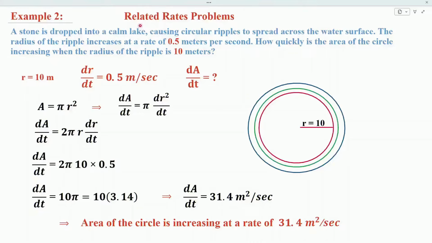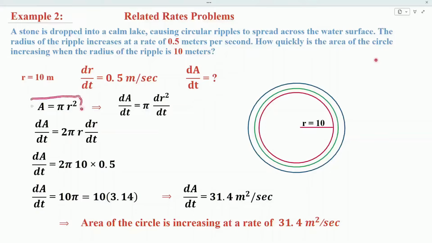In this example, we are given that a stone is dropped in a still water which produces circular ripples. The radius of the circle is given, which is 10 meters, and it is increasing at a rate of 0.5 meter per second. We need to find the rate of increase of the area of this circle.